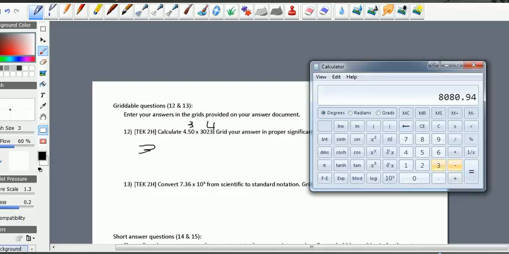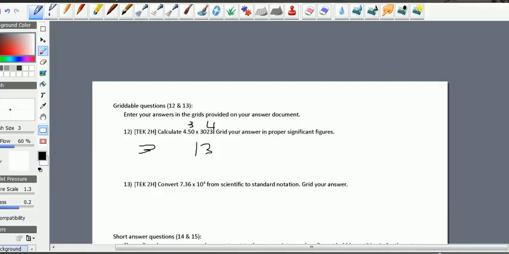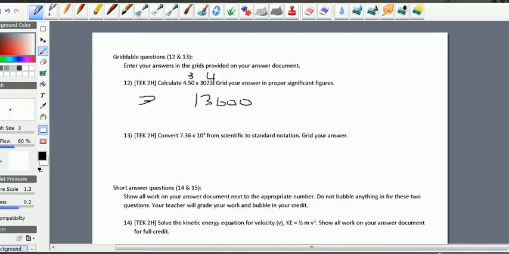Bring this up. I get 4.50 times 3023. I ended up with 13603. I need 3 sig figs. So my answer should be 13600 because it doesn't round.